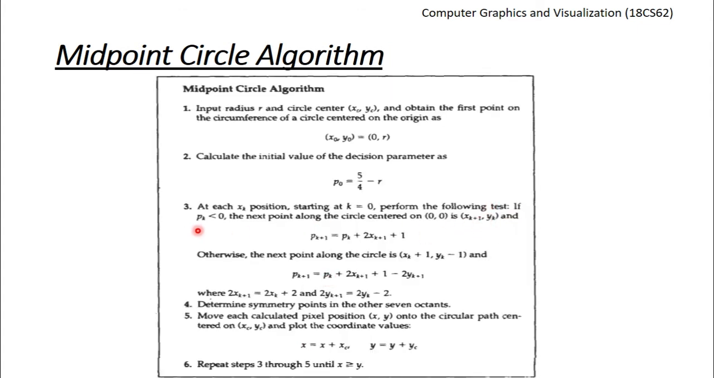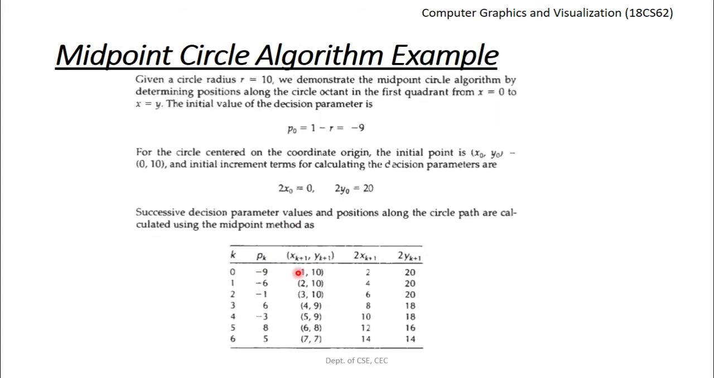So if the value of pk is negative, the initial value of pk was minus 9, it was negative. So increment the value of x by 1. So from 0, we are going to increment it by 1. X will be 1, y will be retained as it is, that is 10. The next point on the circle, we have found it as 1, comma 10.